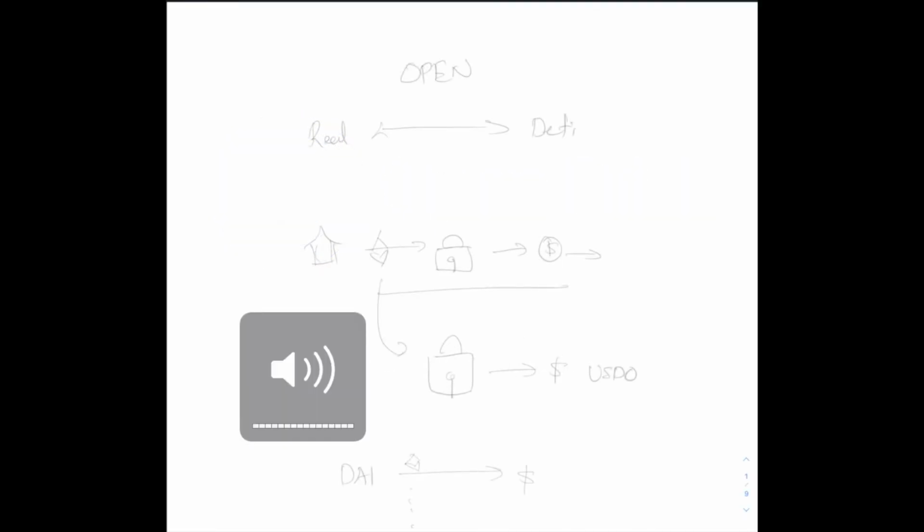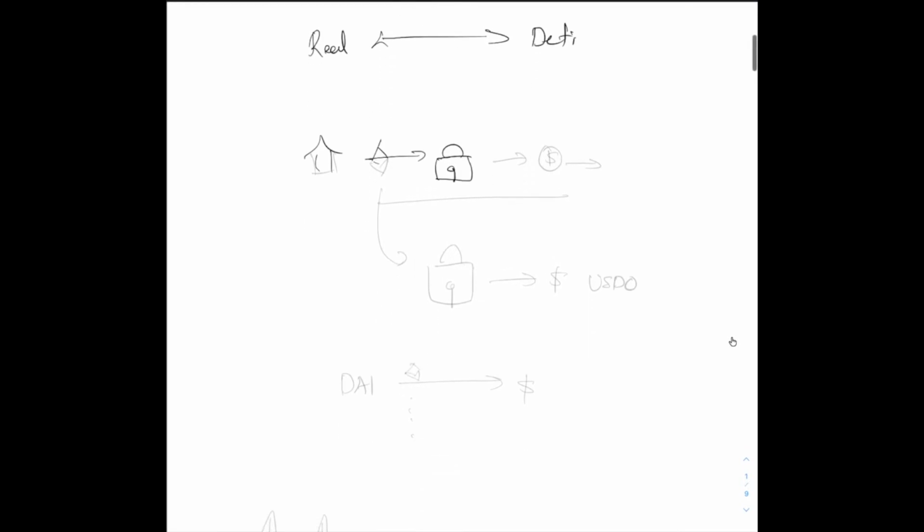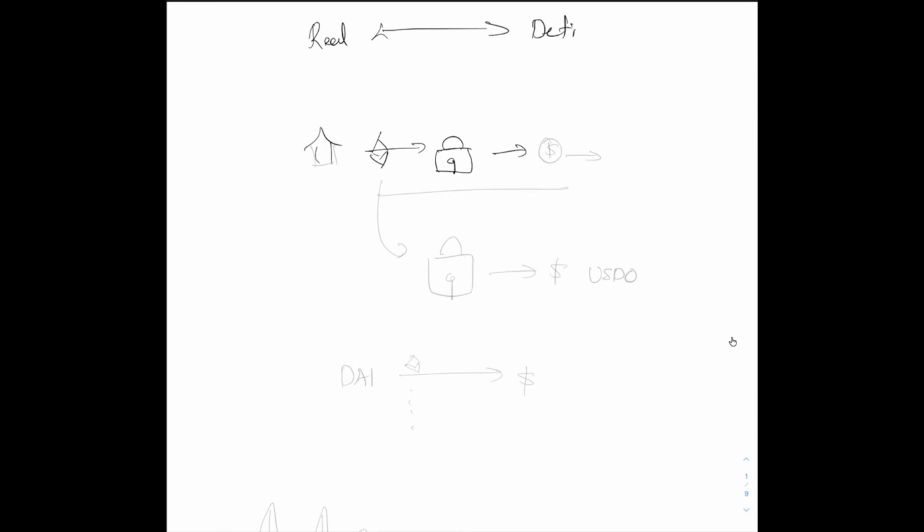So the purpose of the Open project is to connect real world assets to DeFi. And the way we intend to do this is by having tokenized properties, etc. locked in a smart contract, which outcomes as a stablecoin, which can be used somewhere.